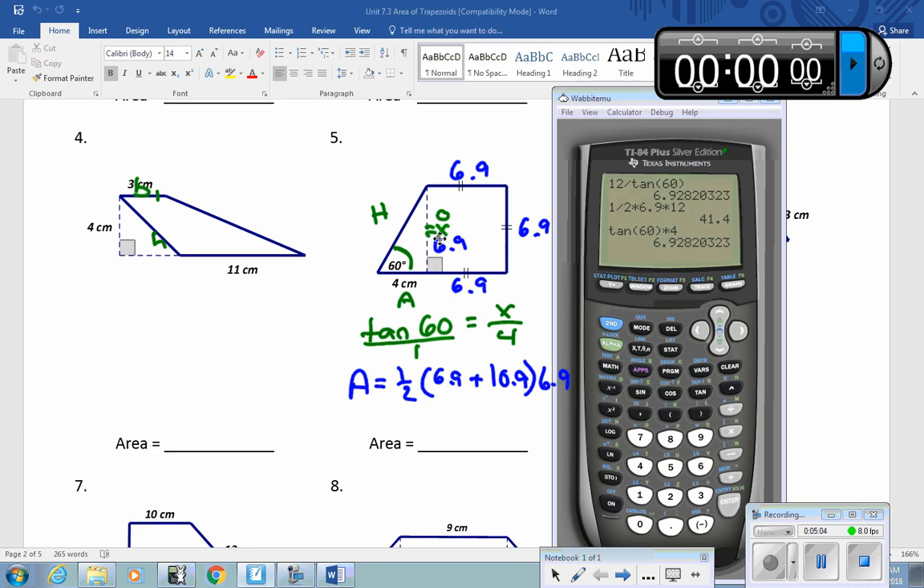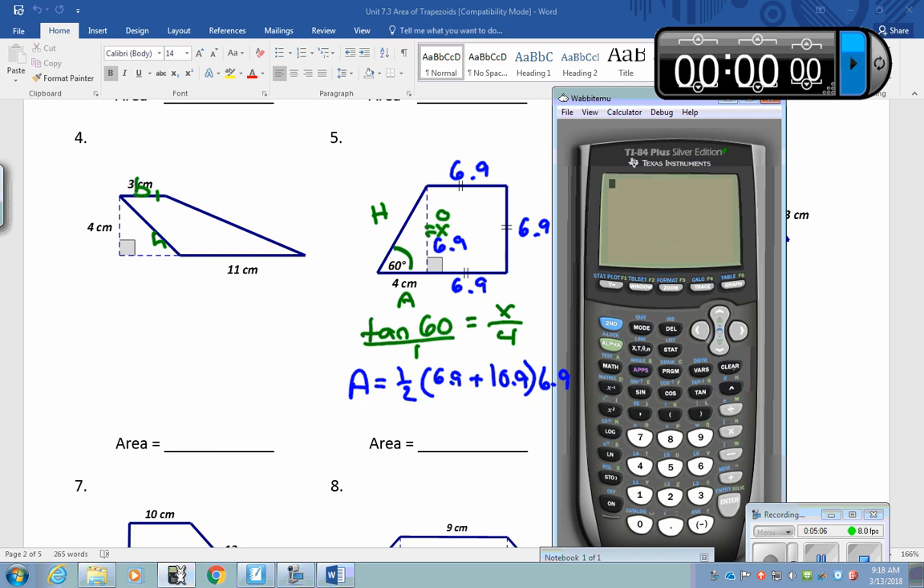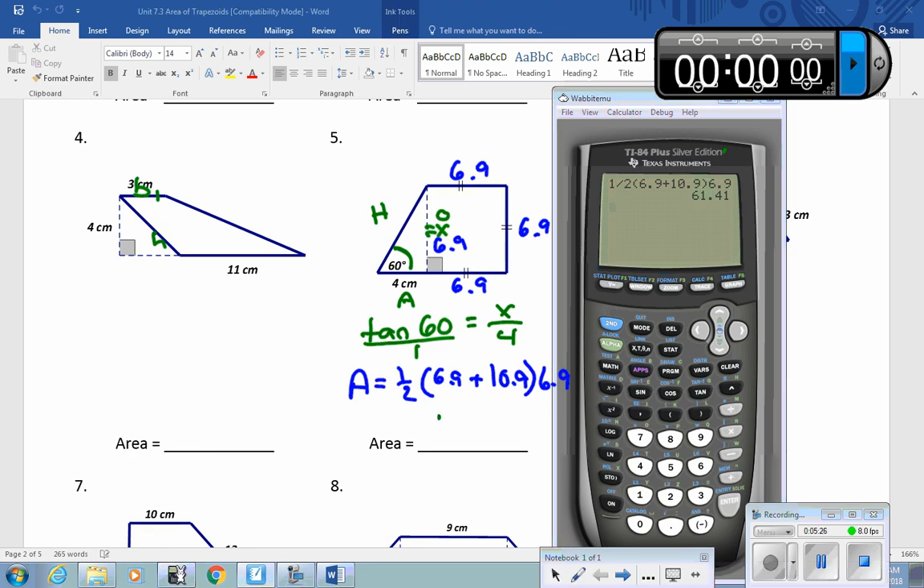I'm going to take that whole expression and type it in the calculator. We have 1 divided by 2, times 6.9 plus 10.9, close the parenthesis, times another 6.9. And then we get an area. We'll round to the nearest tenth. We'll call it 61.4 centimeters squared.